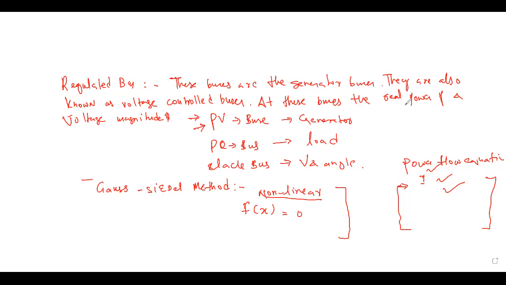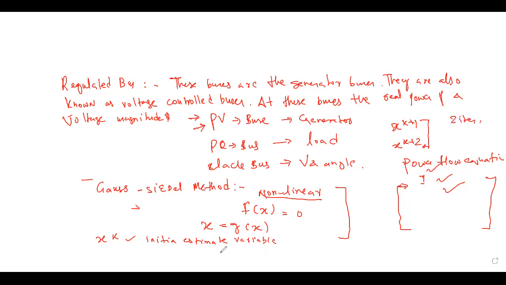So let's take this function f of x is equal to 0. This function can be rearranged. I write it in terms of x is equal to g of x. I take an initial value x of k, which is an initial estimate. Then I want to do iteration. If I get some value x of k, what would be my next value, x of k plus 1? Similarly, what would be x of k plus 2? I have done two iterations. So x of k plus 1 would be equal to g of x of k, because x is equal to g of x.